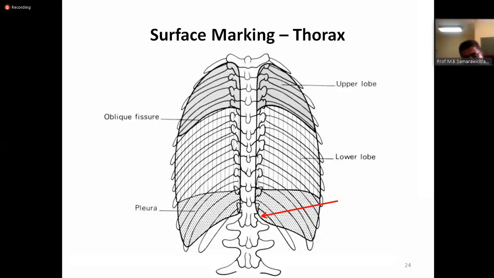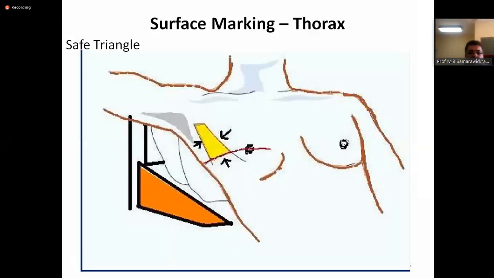So when there is fluid inside the pleural cavity, we call it pleural effusion or hydrothorax, right? So this is the safe triangle, right? When there is any collection of air or fluid, we have to insert a tube that is called an intercostal tube into the pleural cavity. So we cannot insert an intercostal tube in all places. You have to use the safe triangle. So you must know how to surface mark the safe triangle.